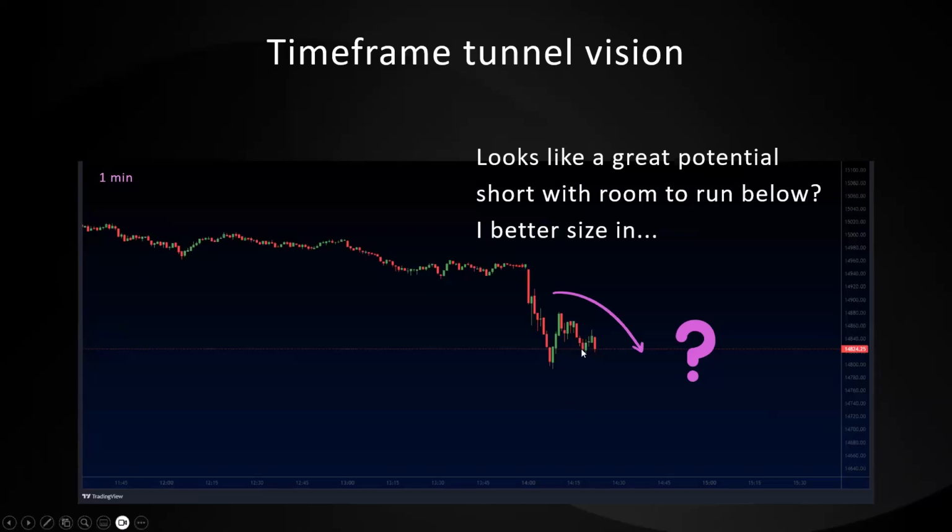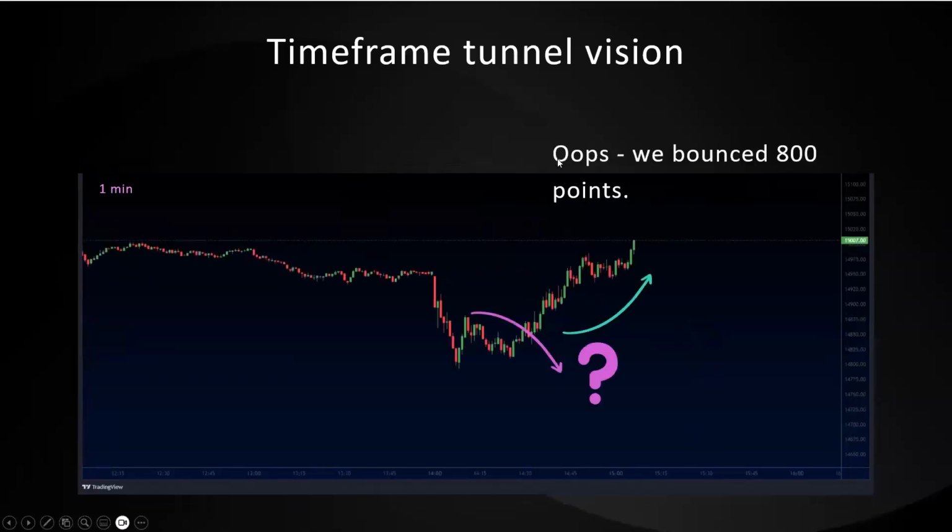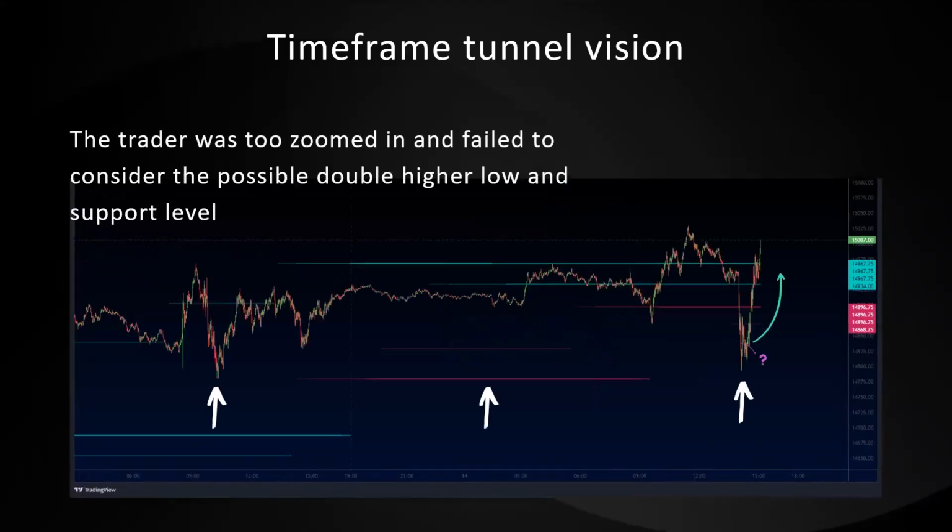So in this case, you might think, hey, looks like a good short. Look how fast we're going down. And there's no support down there. Well, oops, we end up bouncing 800 points immediately after, within like 35 minutes. And the reason this happened, or maybe not the exact factual reason, but how we could have possibly avoided it, is this trader was way too zoomed in. So that whole opportunity we were looking at over there on the last slide is just this zone right here.